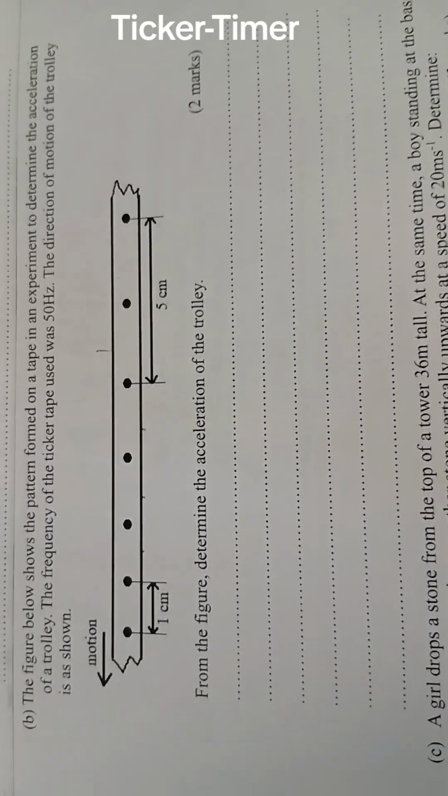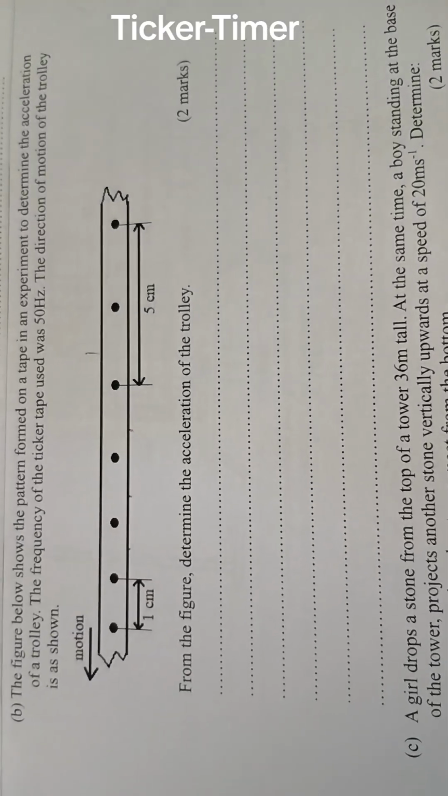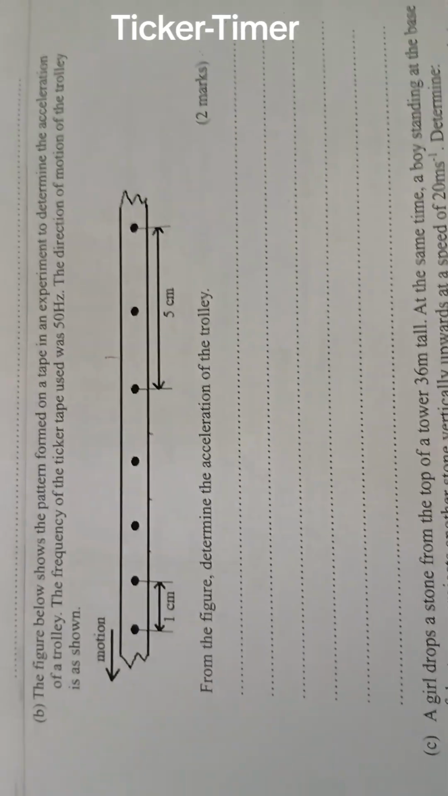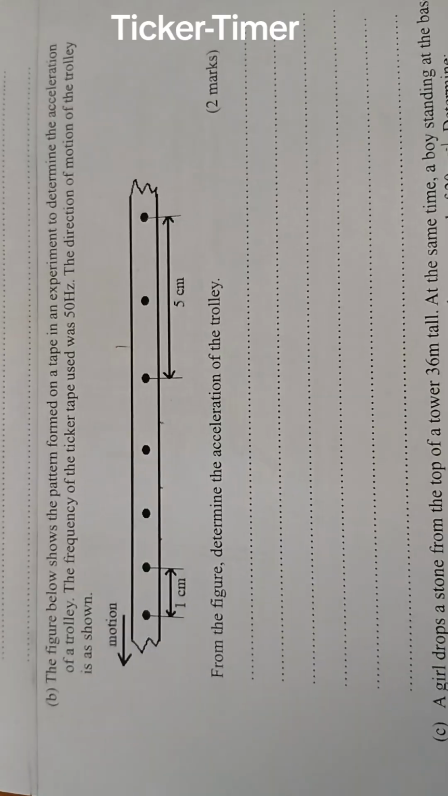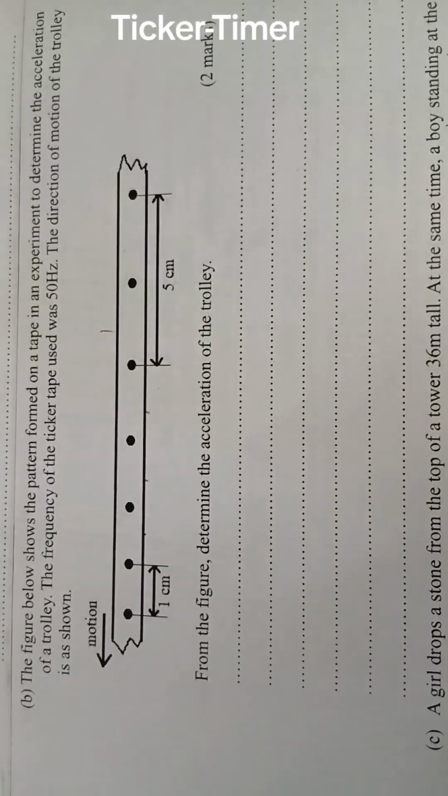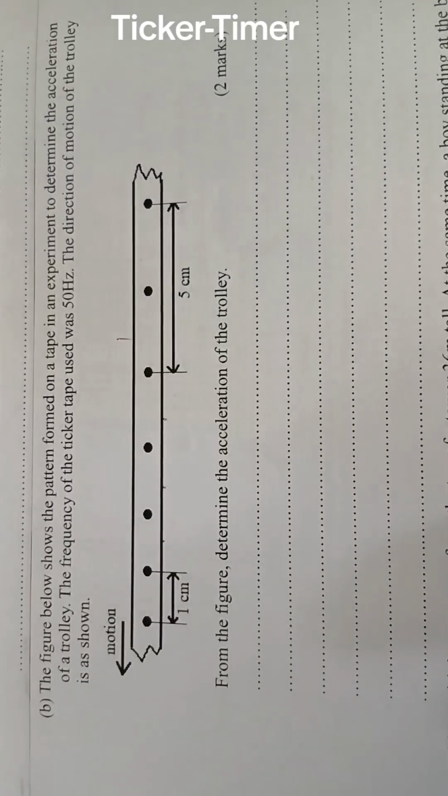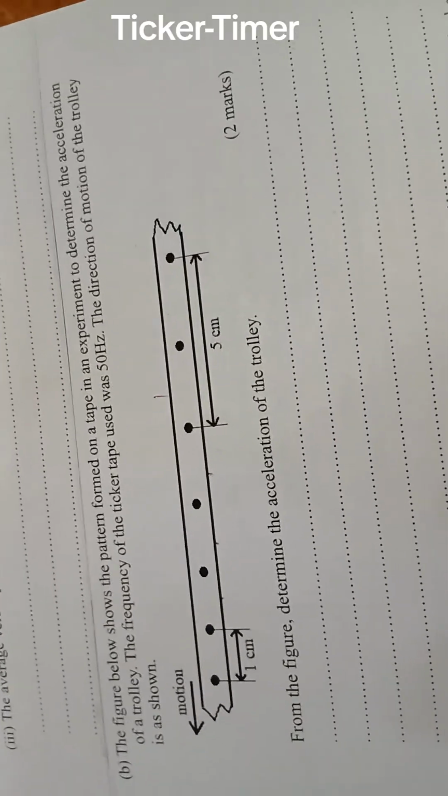that's a figure formed, or a pattern formed, on a tape in an experiment to determine the acceleration of a trolley. The frequency of the ticker tape used was 50 Hertz. The direction of motion of the trolley is as shown. So from the figure, we are told to determine the acceleration of the trolley.